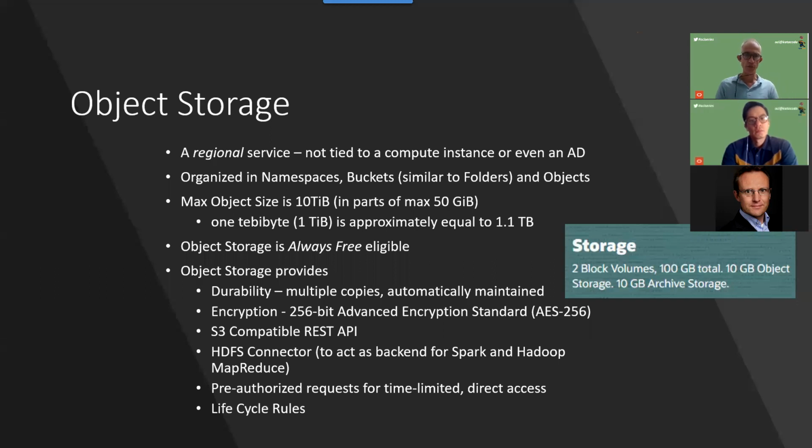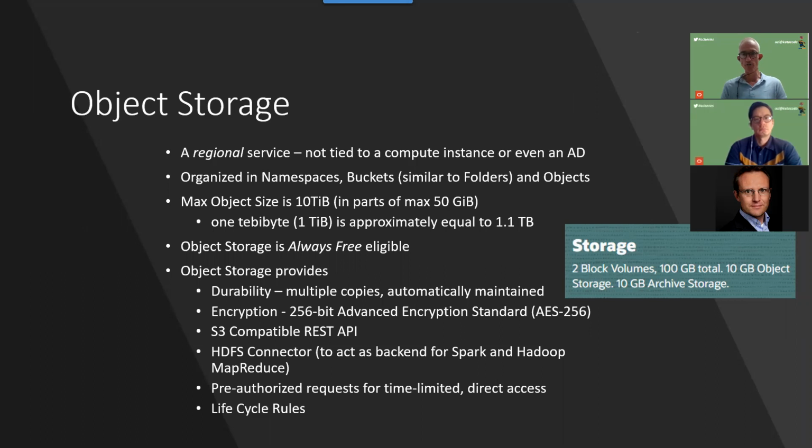A couple of things we should mention about object storage. It's a regional service, so it is not specifically tied to a location or even an availability domain. Object storage is organized in namespaces and buckets. The buckets are very similar to folders, and they can be nested just like folders. Inside the buckets are the objects, and the objects are typically the files. Now, there was an abbreviation I hadn't really looked into before, a TB. A TB is very similar to a terabyte, but it's just a little bit more than a terabyte because, well, never mind about that. Look it up on Wikipedia.